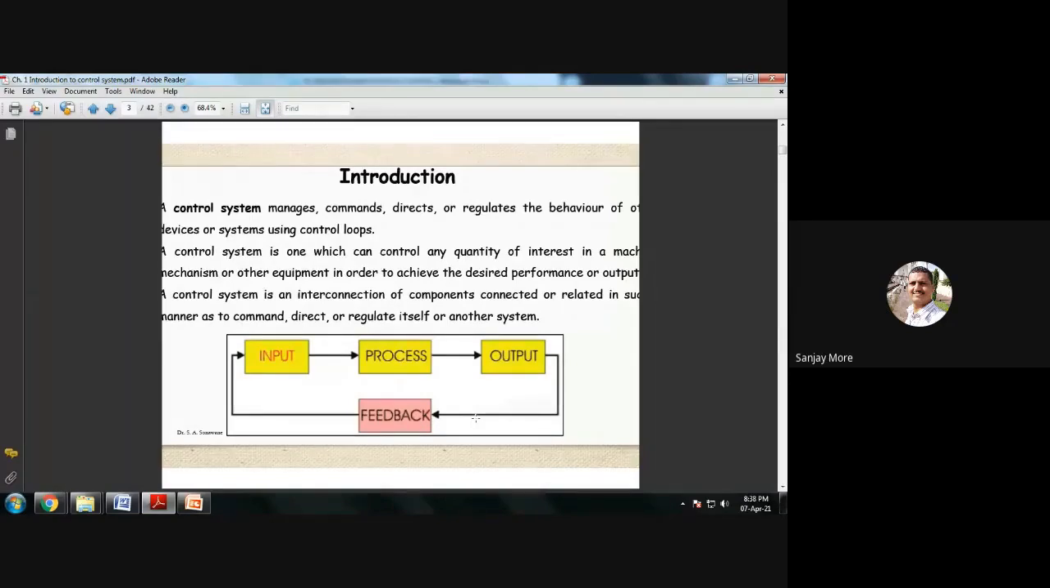Next line. A control system is an interconnection of components connected or related in such a manner as to command, direct or regulate itself or another system. This is the introduction of control system.